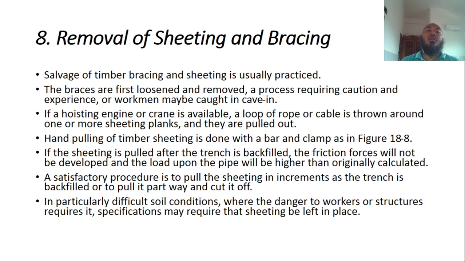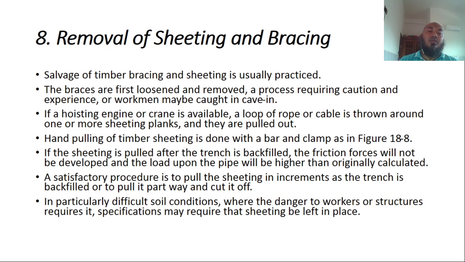Okay, so removal of sheeting and bracing. Salvage of timber bracing and sheeting is usually practiced. So the braces are first loosened and removed, a process requiring caution and experience, or workmen may be caught in caving. If a hoisting engine or crane is available, a loop of rope or crane is thrown around one or more sheeting planks and they are pulled out. Hand pulling of timber sheeting is done with a bar and clamp as in figure 18.8.